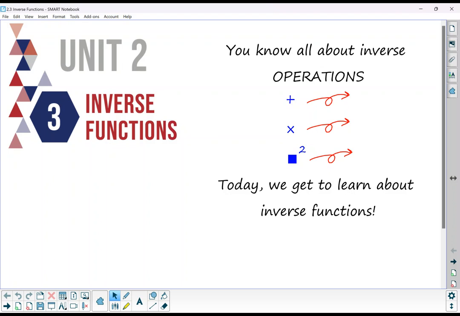We're going to be talking about inverse functions today. So you know all about inverse operations. Today we get to learn about inverse functions, but we definitely will be using inverse operations along the way. You know that the inverse operation for addition is subtraction, the inverse operation for multiplication is division, and the inverse operation for power 2 or squaring is the square root.